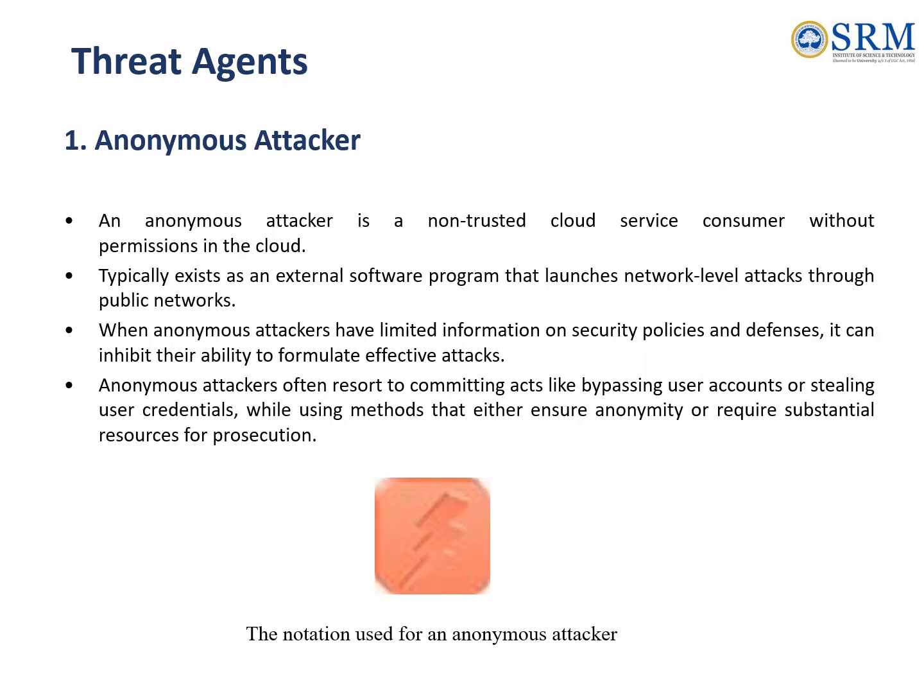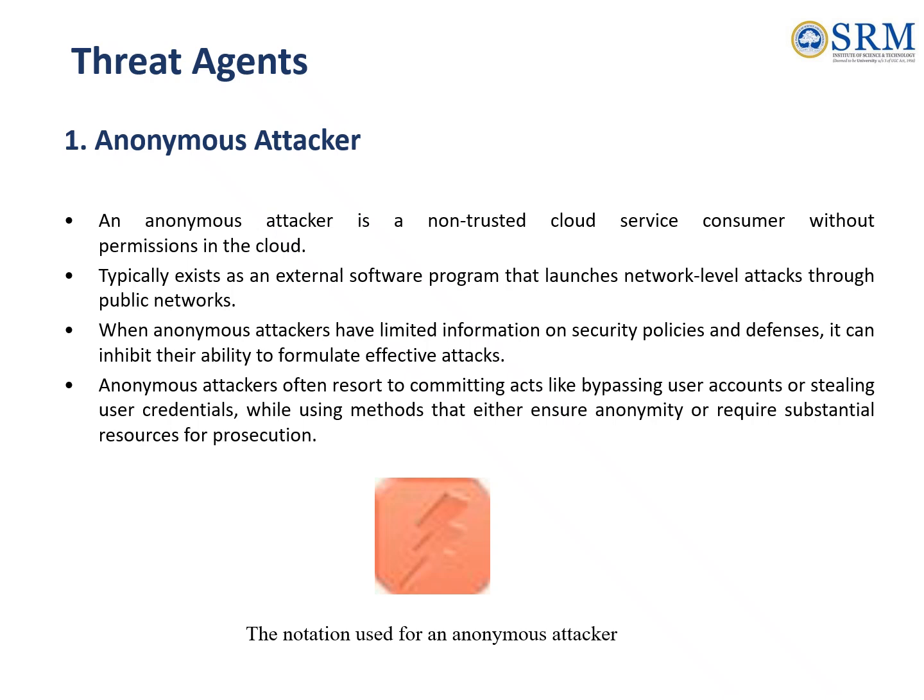Now, let us discuss the first type of threat agent called an anonymous attacker. This attacker is basically an outsider who has no authorized access to the cloud environment but still tries to enter or attack the system. For example, imagine a person standing outside a company building and continuously trying different methods to enter the premises. Since they are not an employee, they may try tricks like using fake IDs, guessing passwords, or misleading security staff.